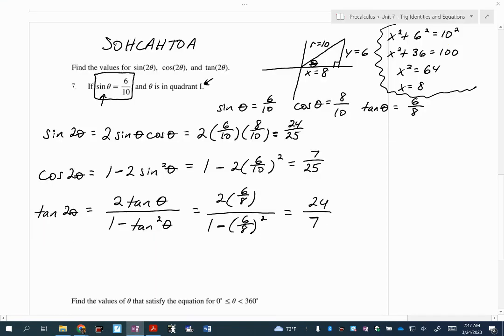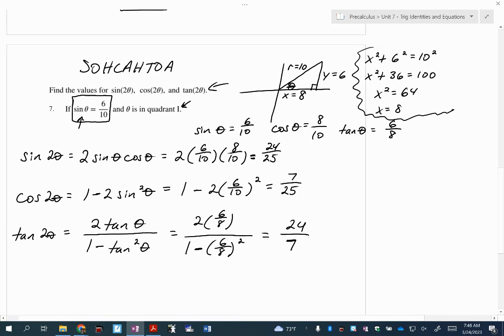All right, so that's all 3 answers that they wanted. They wanted sine, cosine, and tangent of 2 theta, and we got all 3. So make sure you're ready for the pre-work like we practiced before, and also finding all 3 of those without using any formulas.